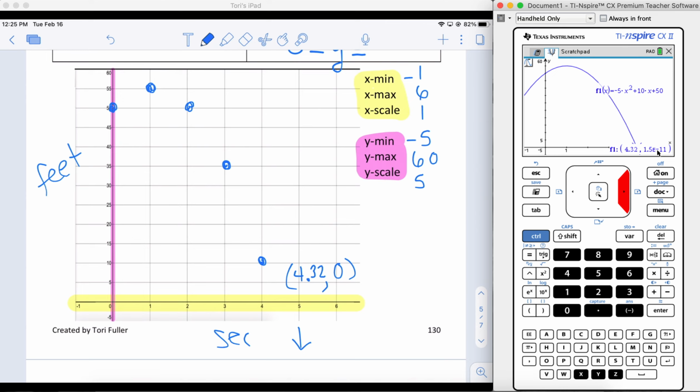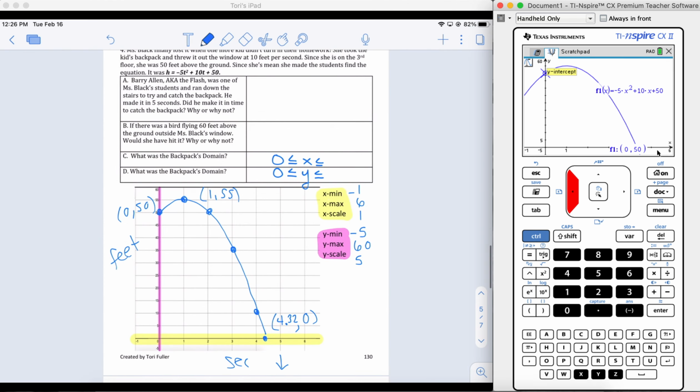All right, so 4.32 is a little less than halfway. Let's use our arrow back to make sure we have our maximum. Maximum is at 1 and 55. And our y-intercept, yep, 0.50. All right, we're ready to connect our dots and answer our questions.